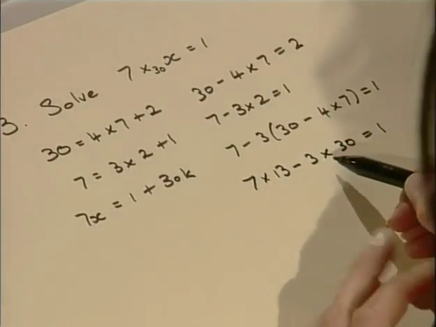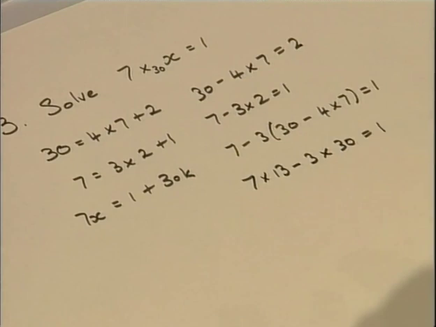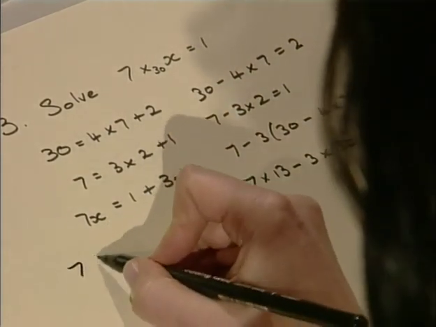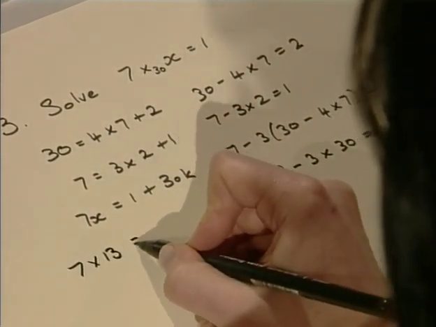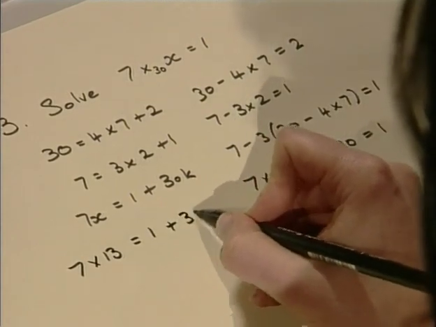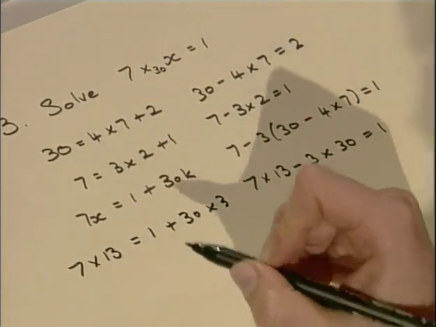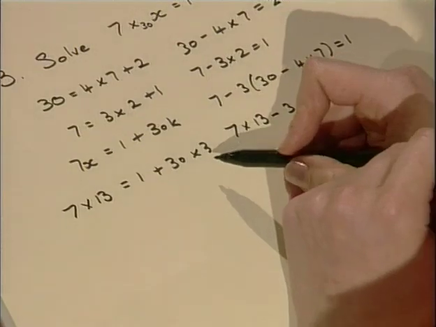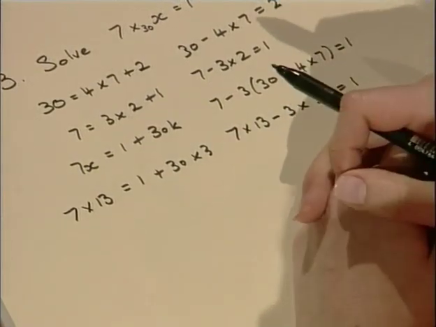Well, now, if I take this term here, negative 3 multiplied by 30, put that onto the right-hand side, I get 7 multiplied by 13 equals 1 plus 30 times 3. So 7 times 13 is equal to 1 plus 30 times k, where k is 3. So I've solved the equation. I've found that the equation 7x equals 1 modulo 30 has the solution x equals 13.